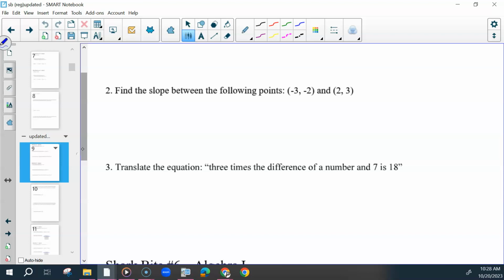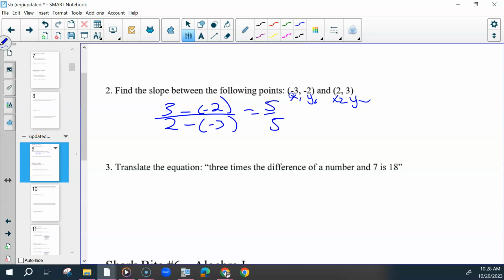For slope, for number 2, if you label them, this would be 3 minus negative 2 over 2 minus negative 3. This would be 5 over 5, which is 1.